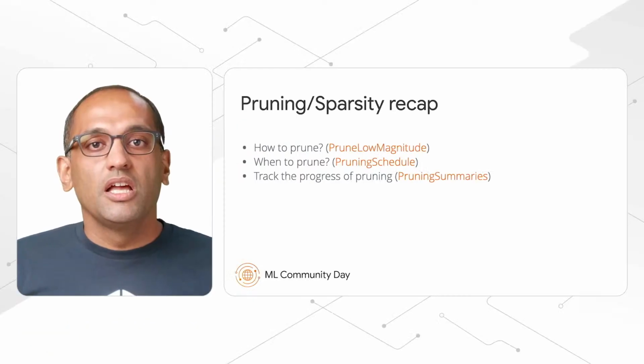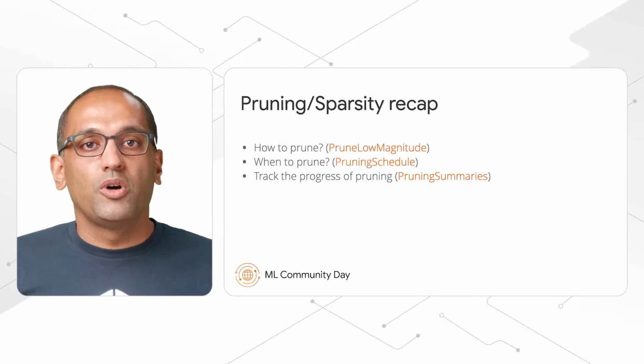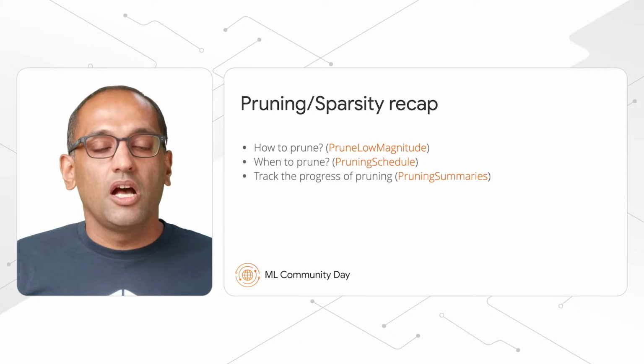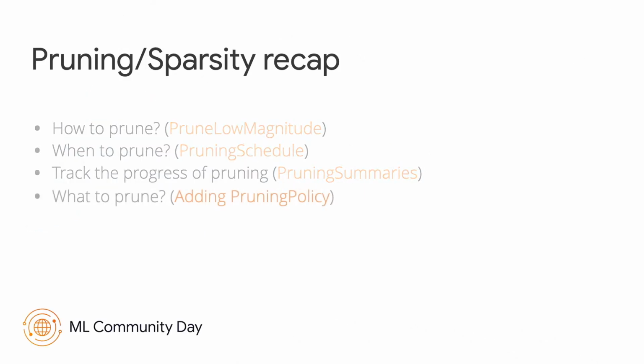These enable control of multiple aspects of model pruning, such as how and when to prune, and also track the progress of pruning. A new extension to the pruning API now allows you to specify which parts of the model to apply the pruning policy to. Let's see this new feature in action.